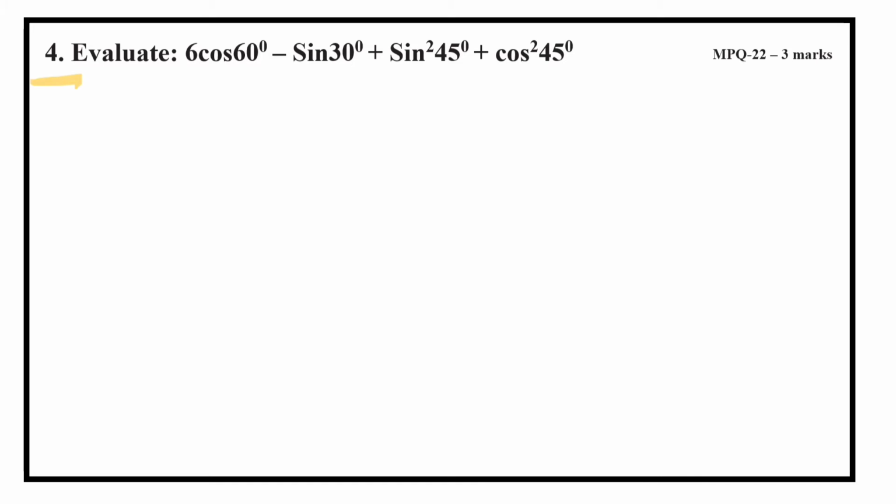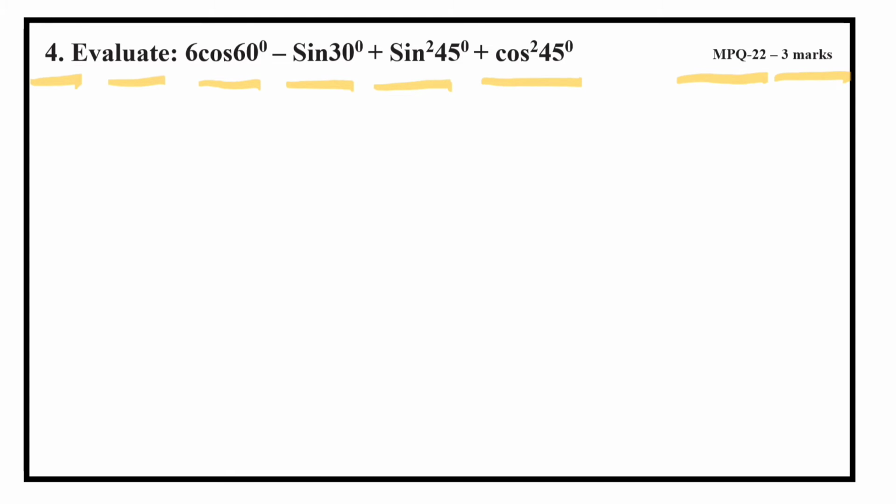The fourth question is taken from model question paper 2022 and it is a 3 marks question. Evaluate 6 cos 60 degree minus sin 30 degree plus sin square 45 degree plus cos square 45 degree. The problem is based on trigonometric ratios of some specific angles. If you know the values, you can directly put it to get the answer.